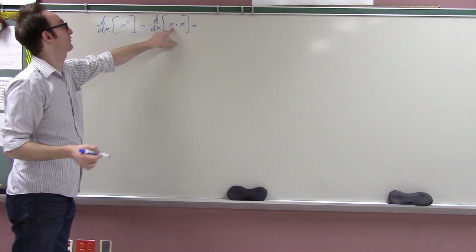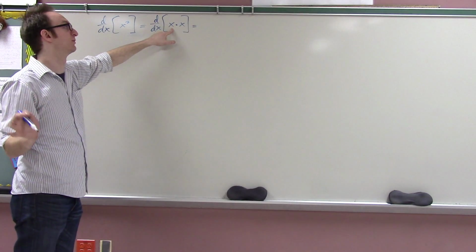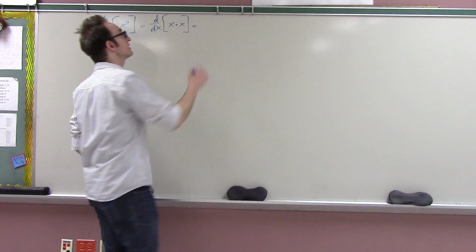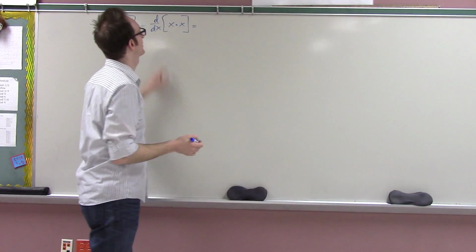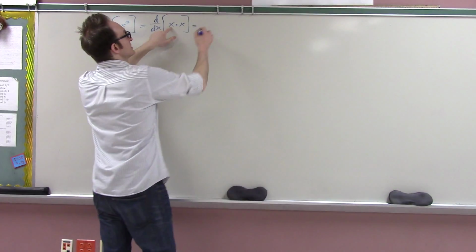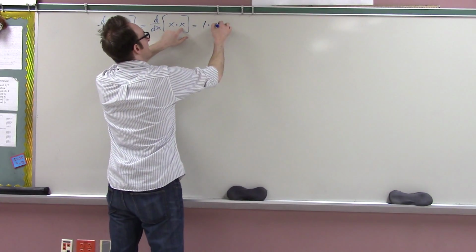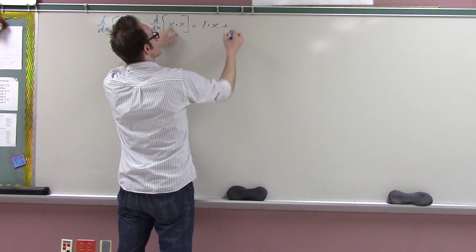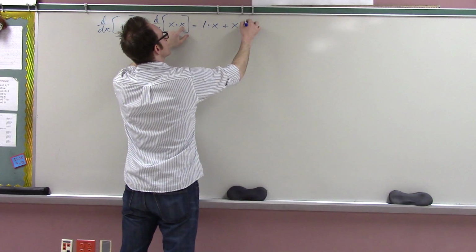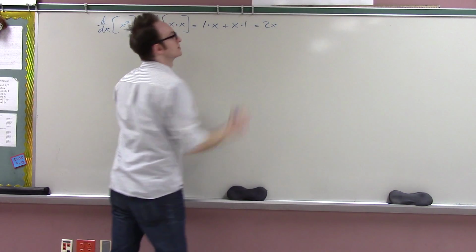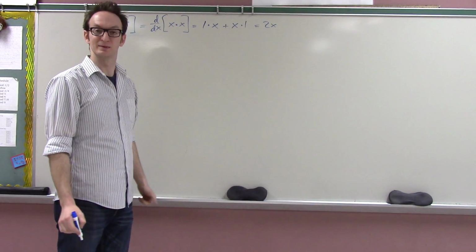And I know how to differentiate x. That can be shown by brute force, that the derivative of x is just 1, using the definition of the derivative. And so what do we have here? We have the derivative of the first, 1, times the second, plus the first, x, times the derivative of the second, 1. Bam, 2x. It's like amazing.